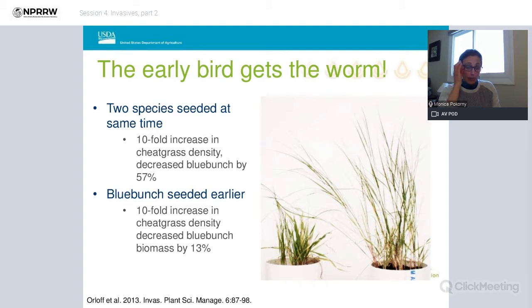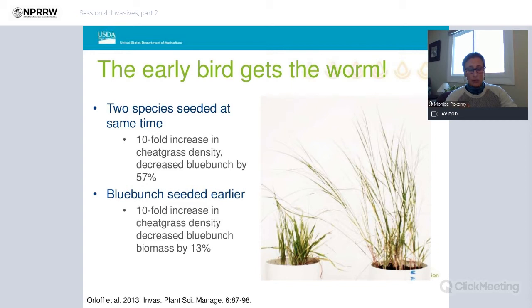So we looked at the idea of the seasonal priority effect in 3 different experiments, a greenhouse experiment and then 2 field experiments. The greenhouse experiment really investigated to what extent allowing a perennial bunchgrass to emerge before the annual grass would give it a competitive advantage. So we seeded bluebunch wheatgrass and cheatgrass either at the same time, or we seeded the bluebunch wheatgrass earlier and allowed it to get to the 2 to 4 leaf stage before seeding cheatgrass.